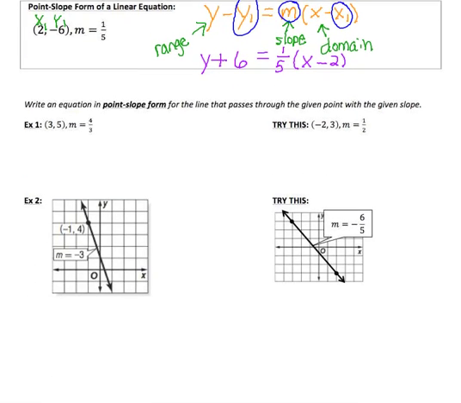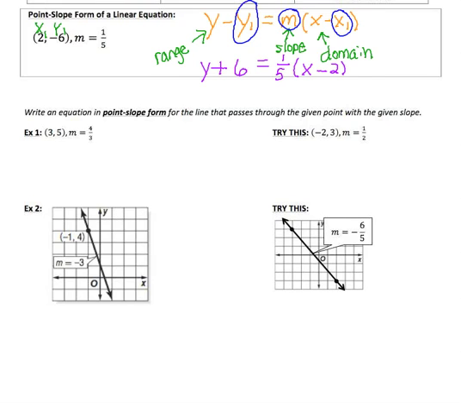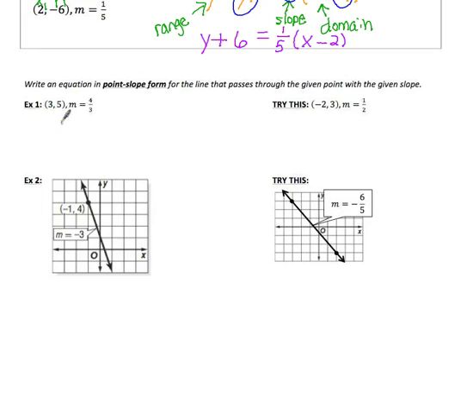So now let's go ahead and try this on another one. So we have example 1. It says 3/5, m equals 4/3. Okay. We're going to use that formula.